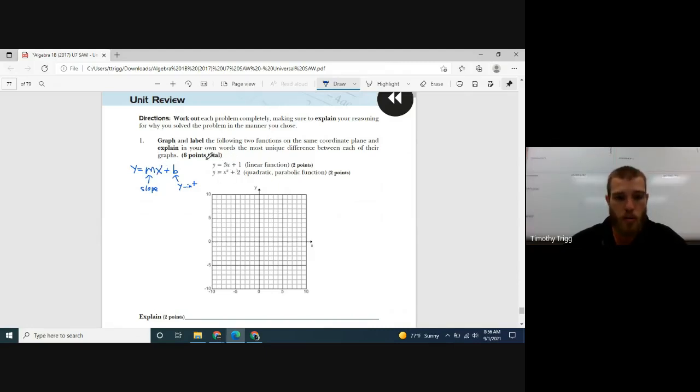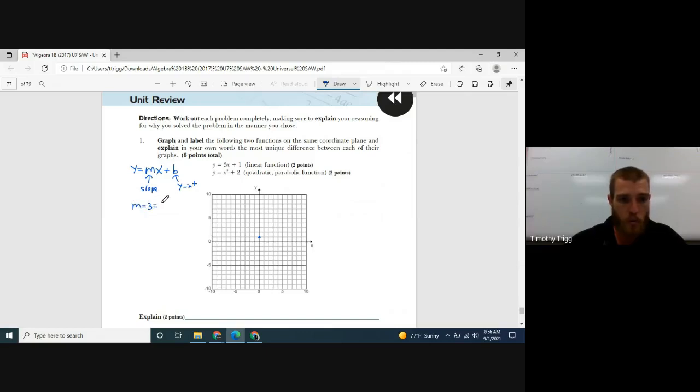Okay, let's go ahead and graph that now. Our y-intercept is 1, so on the y-axis we're going to put a point at 1. From there, we're going to use the slope to help us draw the rest of the line. Our slope is 3.